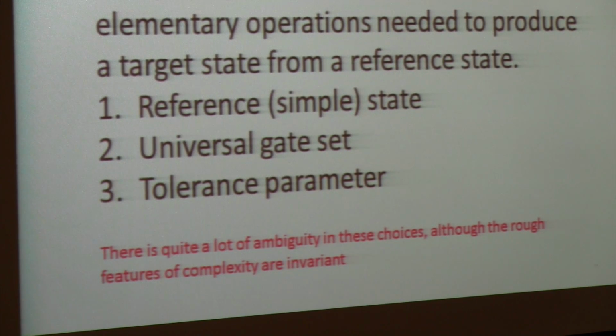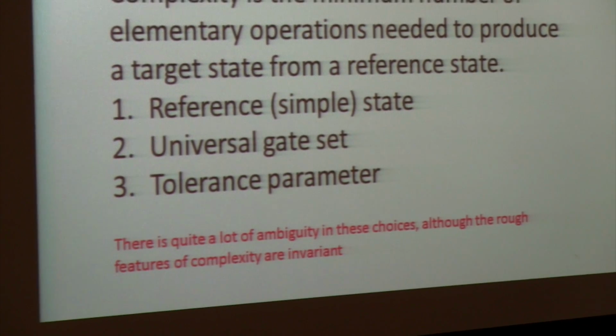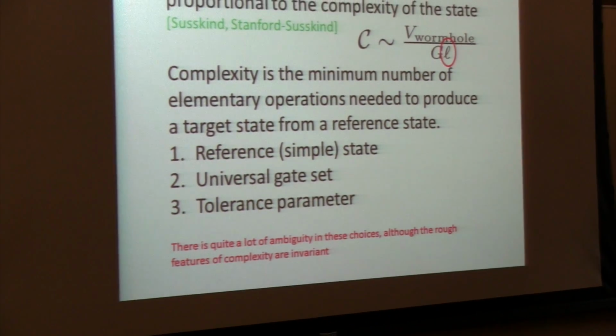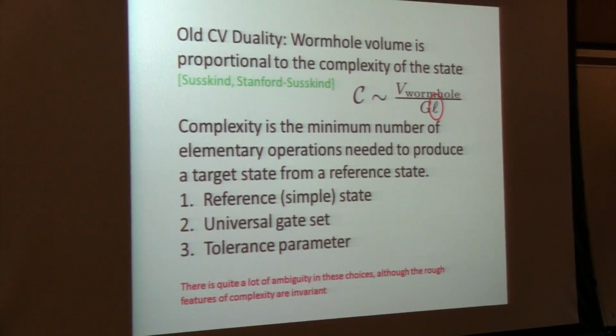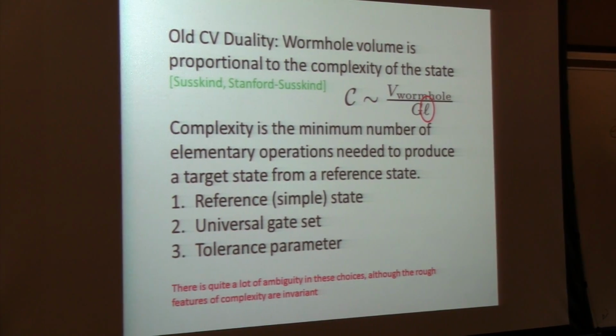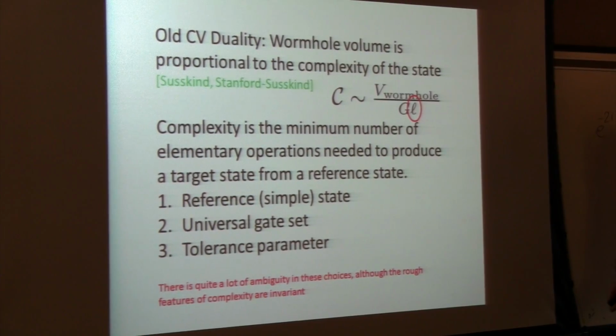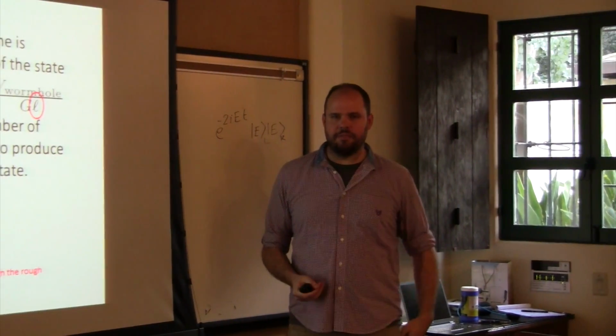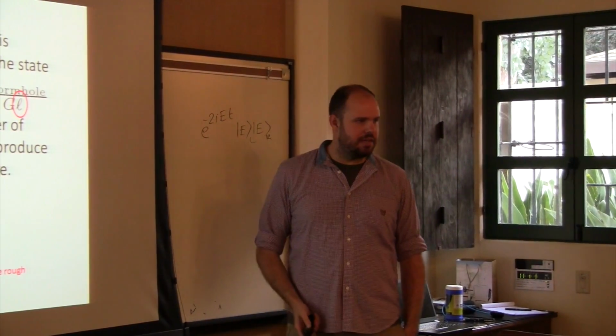And so with these 3 requirements, there's a lot of ambiguity in the complexity. Part of our motivation is to try to cut through some of this ambiguity, to find a way to normalize it or to give meaning to it in precise terms. But I should emphasize that the rough features, the growth with time, the extensivity, all this kind of stuff is independent of the detailed choices here.